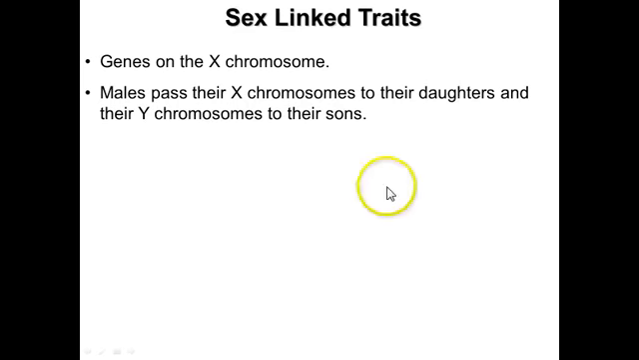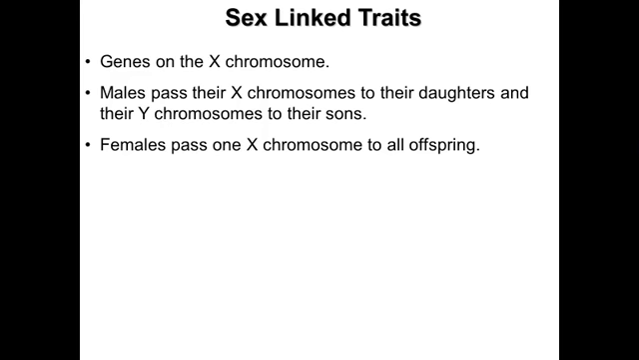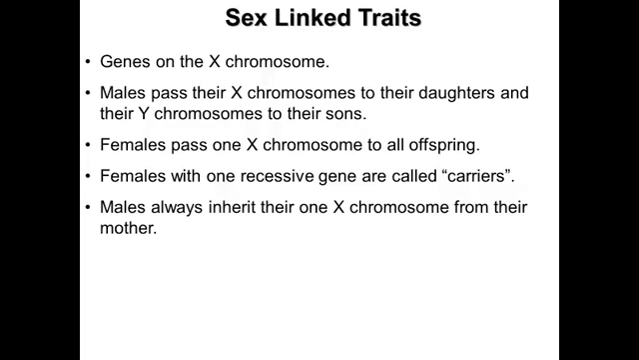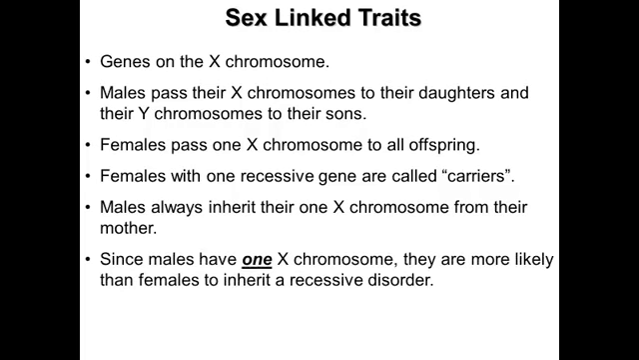Since males pass their X chromosome to their daughters and their Y chromosomes to their sons, this causes very different patterns of inheritance depending on the gender of the offspring. Now, females always pass one X chromosome to all of her offspring. Females with one recessive gene on an X chromosome are called carriers. Okay? Males always inherit one X chromosome from their moms, but males only have one X chromosome. So that means that they are much more likely than females to inherit any recessive disorder.